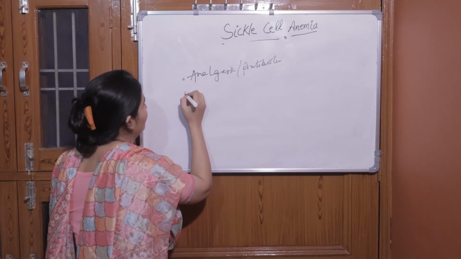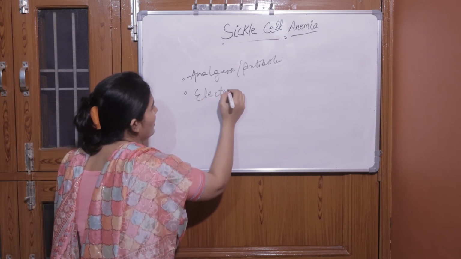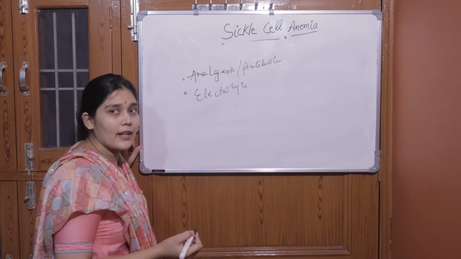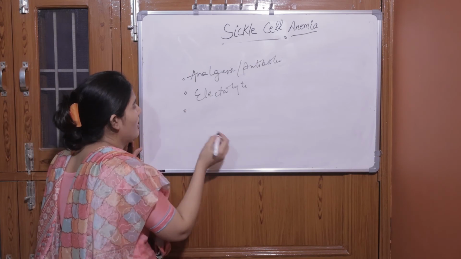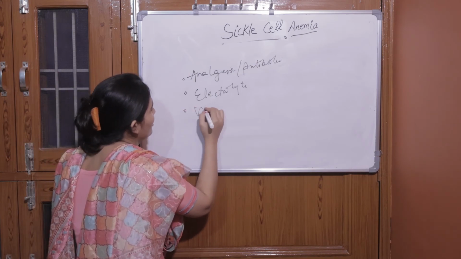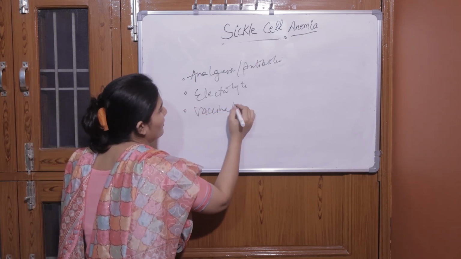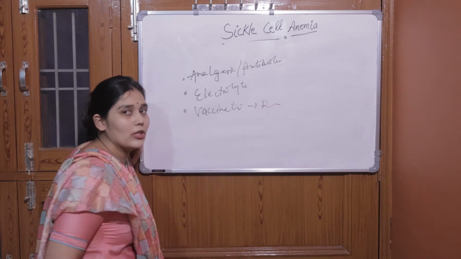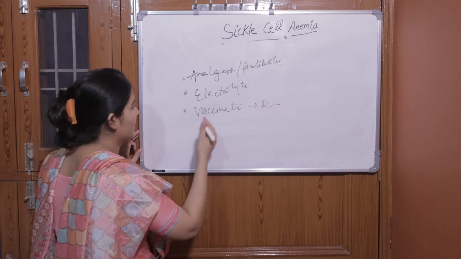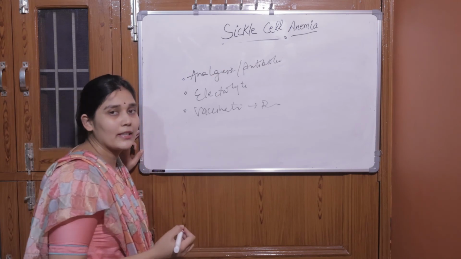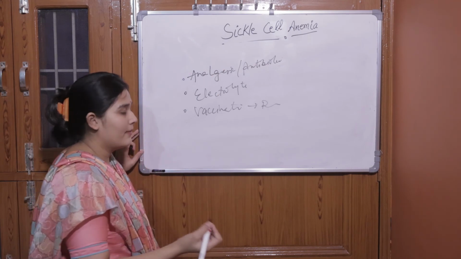because the person is having infection. Next, electrolyte imbalance should be corrected with hydration therapy, and the person's electrolytes should be maintained. Next, vaccination can be given to the child against pneumococcal infection, because pneumonia is one of the infections the person will get. So pneumococcal vaccination can be given.